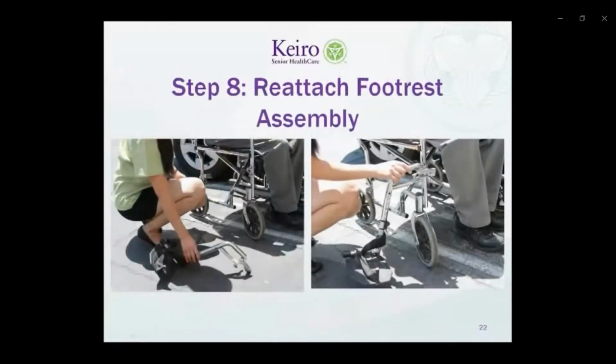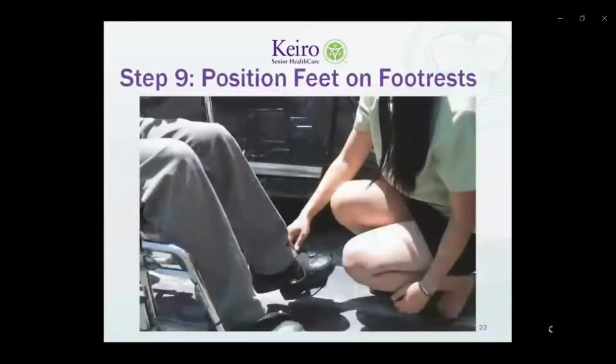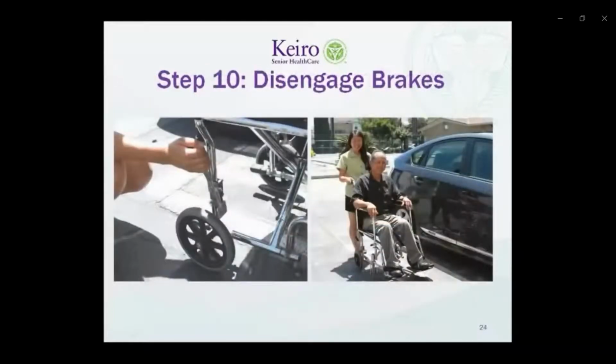Step 8. Reattach the footrest assemblies to the wheelchair. Step 9. Lower the footrest and assist the care recipient in placing their feet on the footrest. Step 10. At this point, it is safe to unlock the brakes. Now you are ready to go.